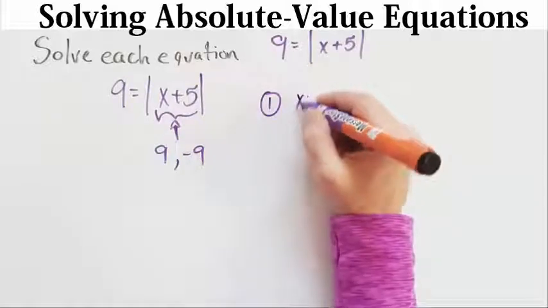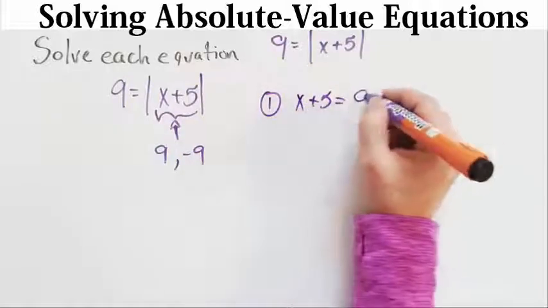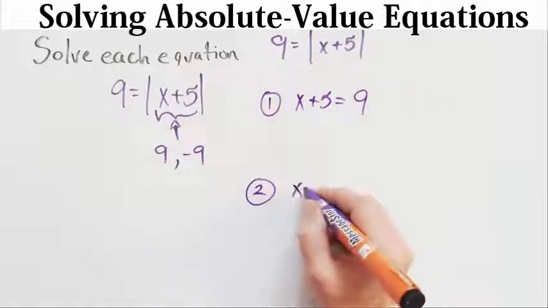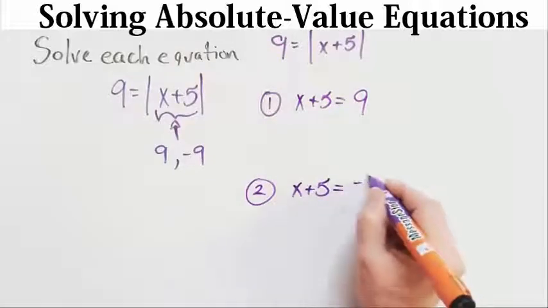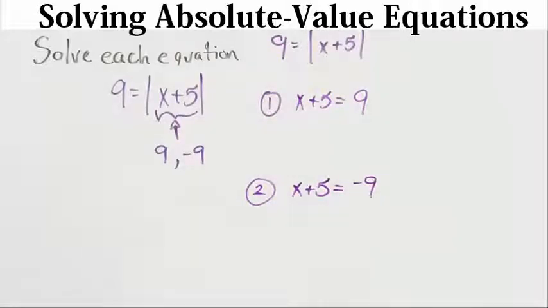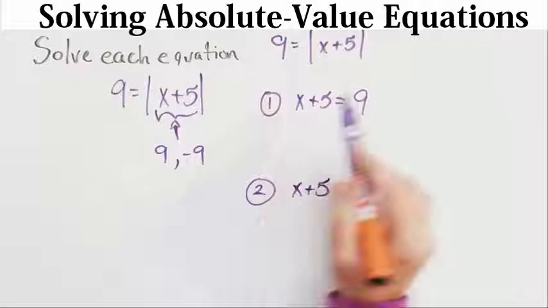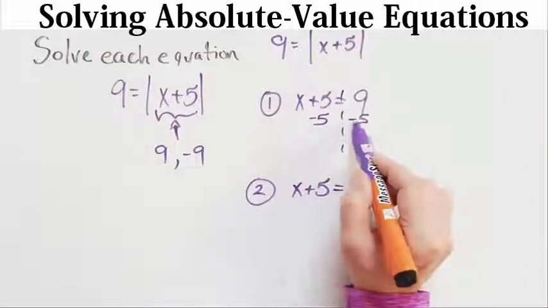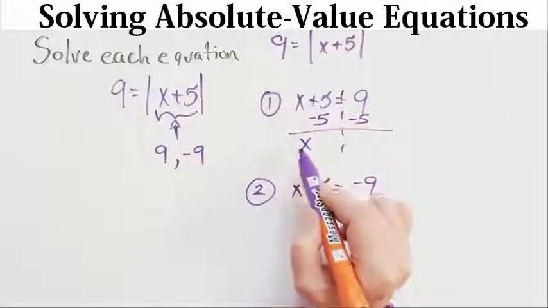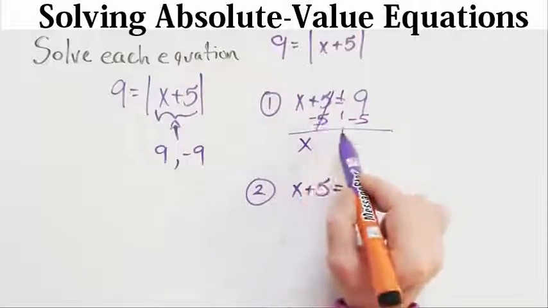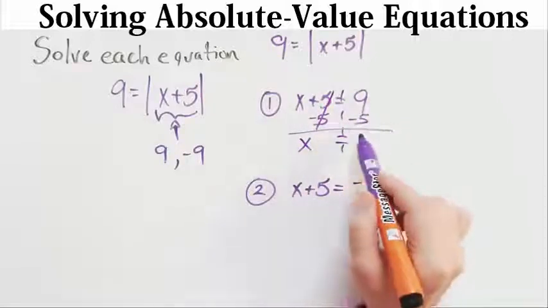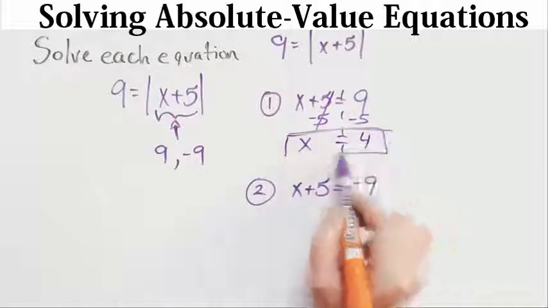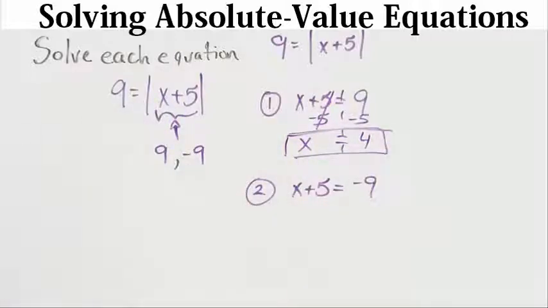So we have case 1, where all that inside is equal to positive 9, and case 2, where all that inside equals negative 9. And we need to solve for both cases. So for the first case, I need x by itself. The only way to move a positive 5 is to pair it with a negative 5. Still have the x value. Positive 5 minus 5 turns to 0. 9 minus 5 is 4. So our first way to make this statement true is x equals 4.